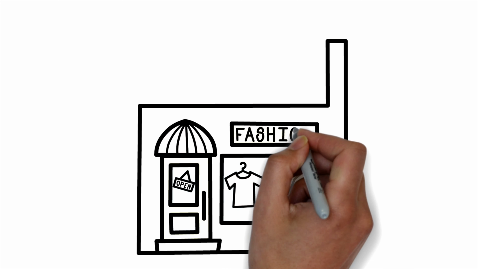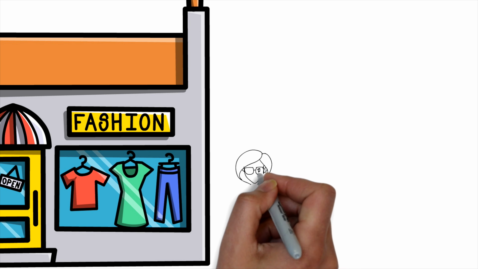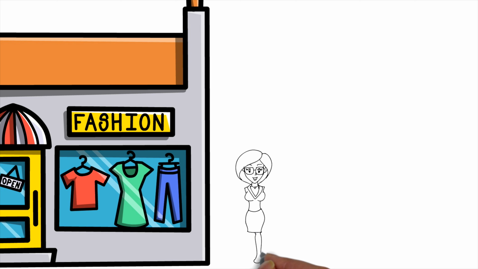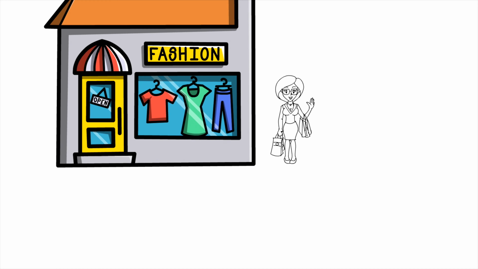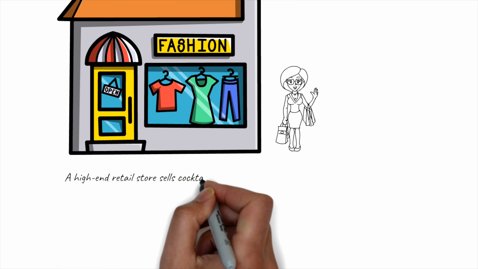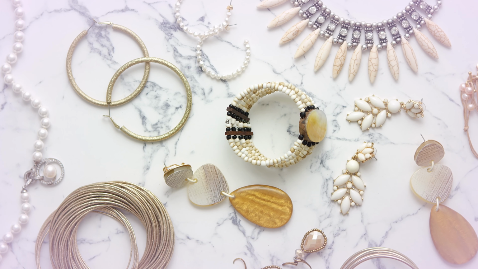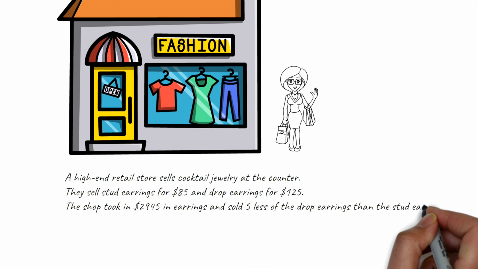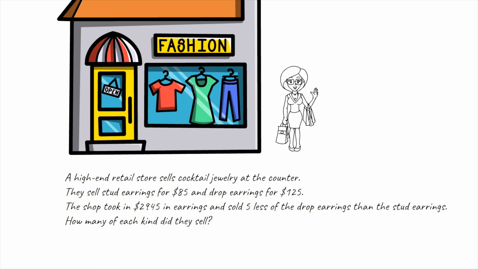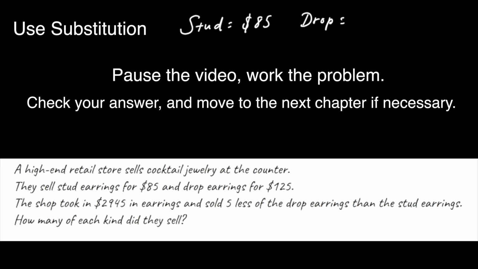Okay, so now we have a retail store that wants to sell cocktail jewelry at the counter, and they have some stud earrings and some little dangle drop earrings. They sell the stud earrings for $85 and the drop earrings for $125. And we know that the shop took in about $2,945 in earring sales and sold 5 less of the drop earrings than the stud earrings.